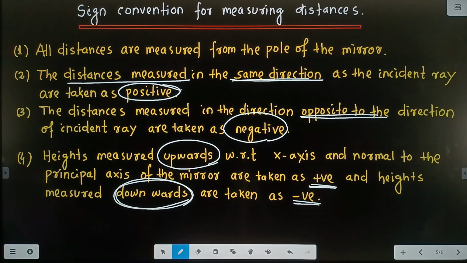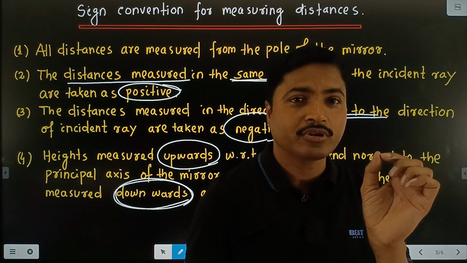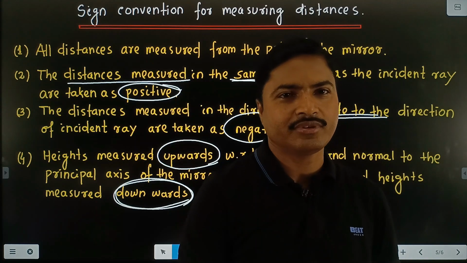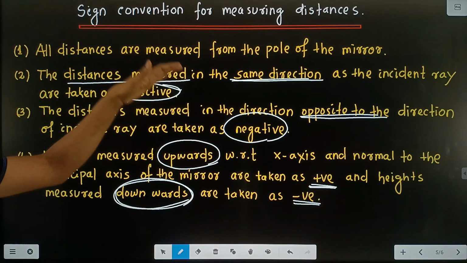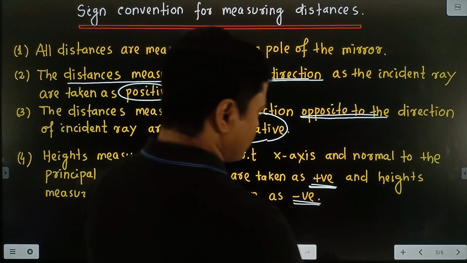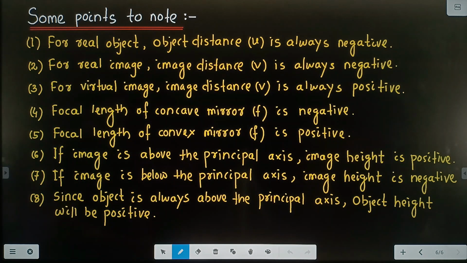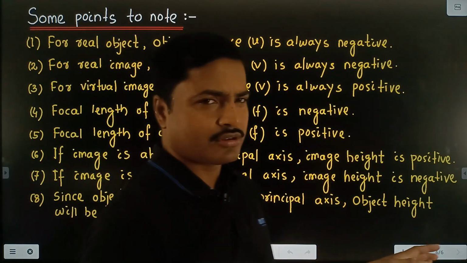Once again, this is the sign convention for measuring distance in case of concave and convex mirror. And you also know all the points. Clear? These are the rules. These are some points to note, and we also discussed these points.